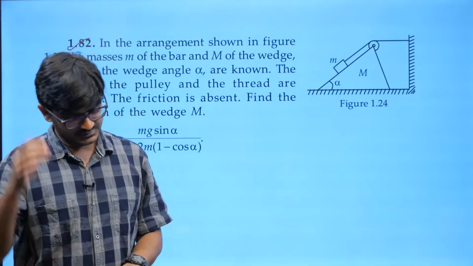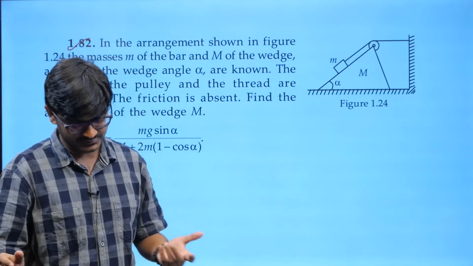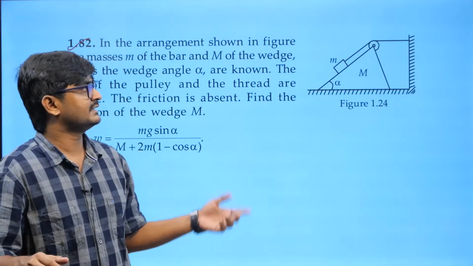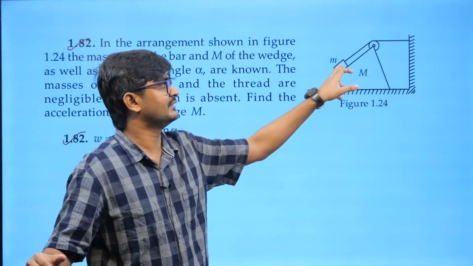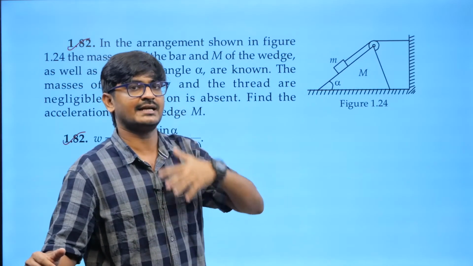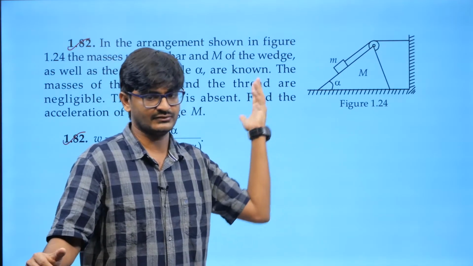So the next question is, in the arrangement shown in the figure, an extension of the previous question. You need to find the acceleration of the wedge. Just now you have seen that if the wedge is moving, you can look at this acceleration as wedge acceleration plus acceleration with respect to the wedge, and both turn out to be the same in magnitude, as we have seen earlier.